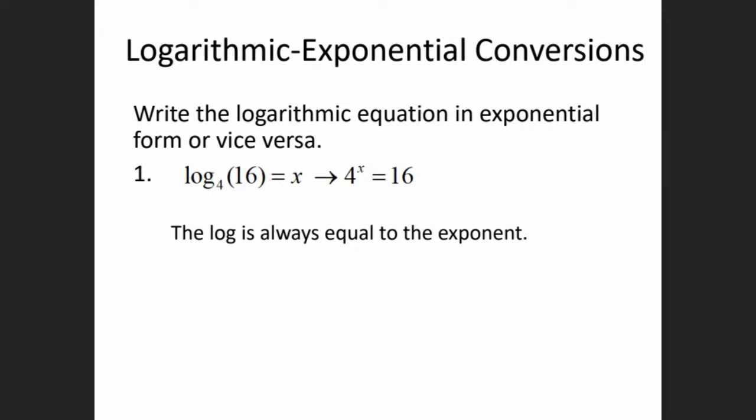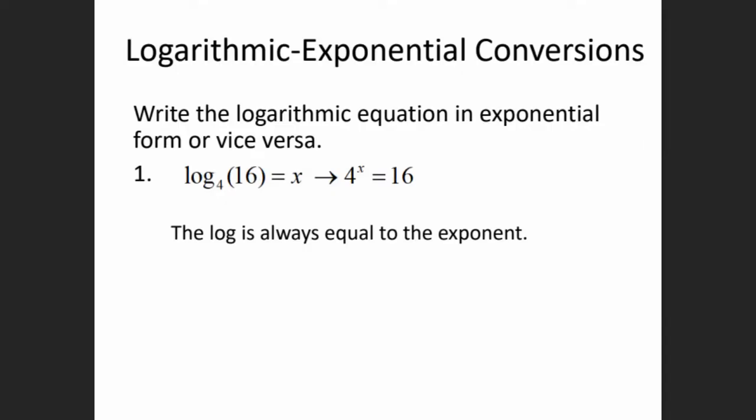So 4 to the x is equal to 16. If they took it a step further and asked us to solve for x, it would be very easy for us to solve for x. I know that 4 squared is 16, and I didn't even have to use a calculator to solve for x. Now in the logs, it would be a little bit different.